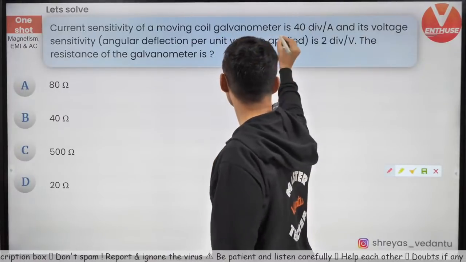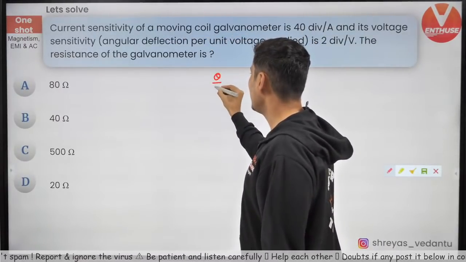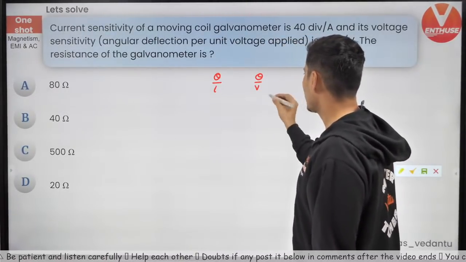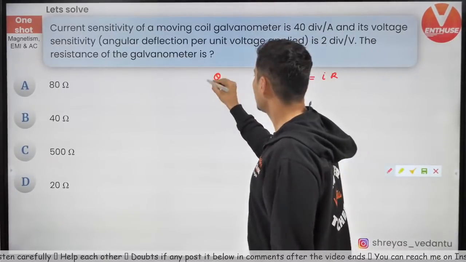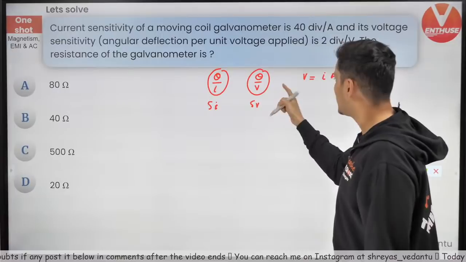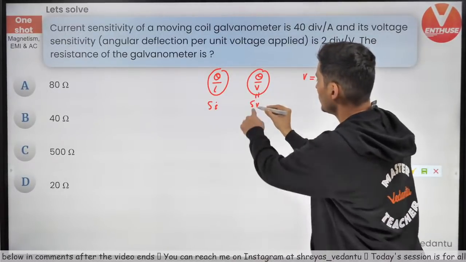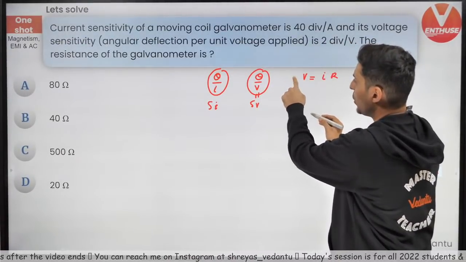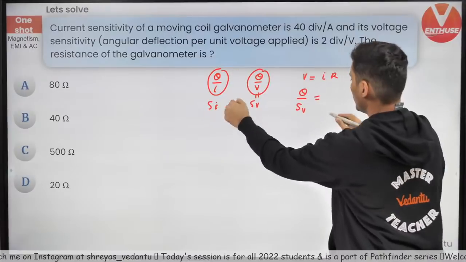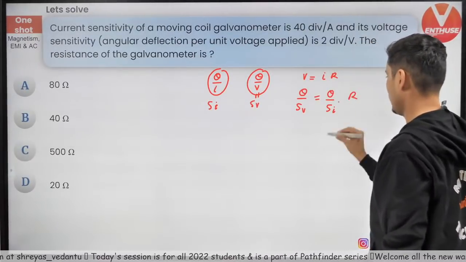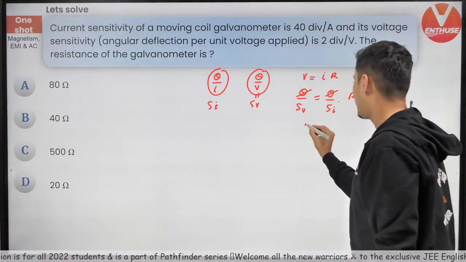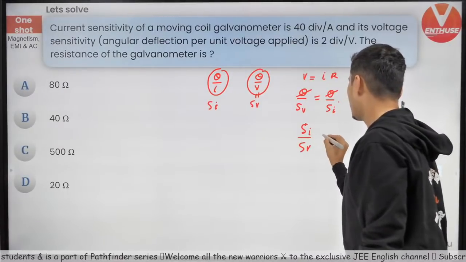Okay, so let's solve this question. D, are you sure? Okay, so when I say current sensitivity, it means theta by I. When I say voltage sensitivity, it means theta by V. And we all know that V is equal to IR. So this is sensitivity of current, this is sensitivity of voltage. So think from here. Sensitivity of voltage equals theta by V, so voltage will be theta by sensitivity of voltage. Current will be theta by sensitivity of current, and V is I into R. Theta, theta goes. Take that SI over there. SI by SV will be R.